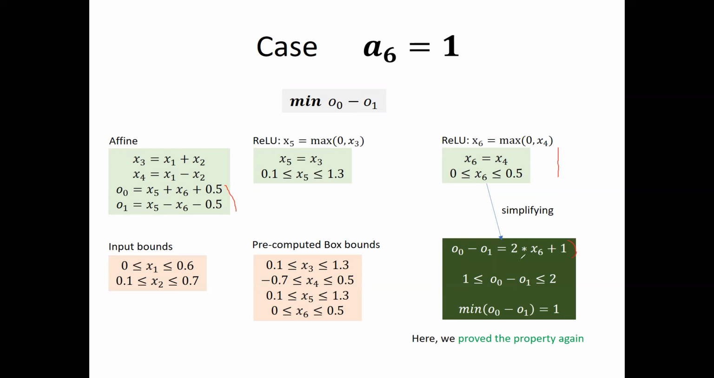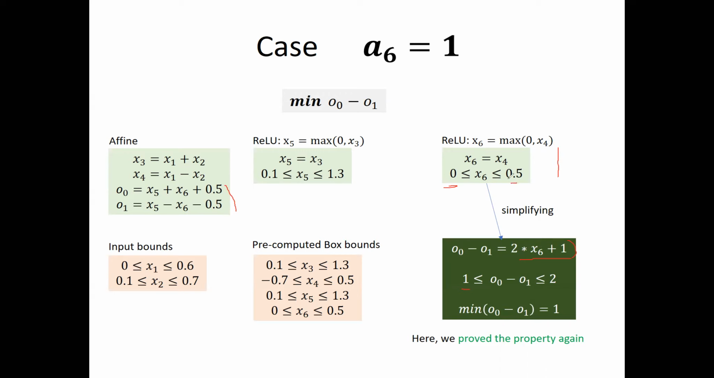O0 minus O1 is this expression, just like before. But now we have 2 times X6 plus 1, and we know that X6 is in the range 0 to 0.5, so you can just do the interval arithmetic here. That means O0 minus O1 is going to be 2 times the left side, which is 2 times 0, which is 0, plus 1 is going to be 1, the left side. And then the right side is going to be 2 times 0.5.